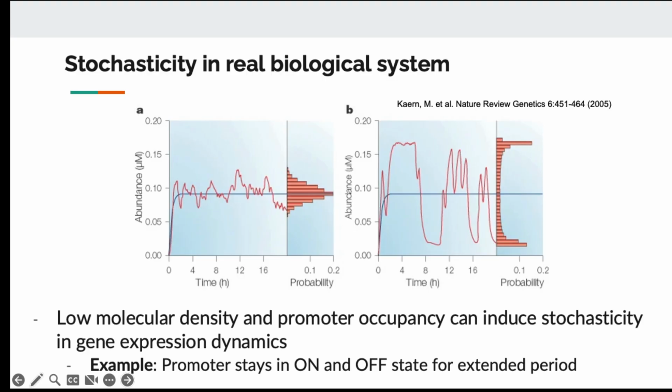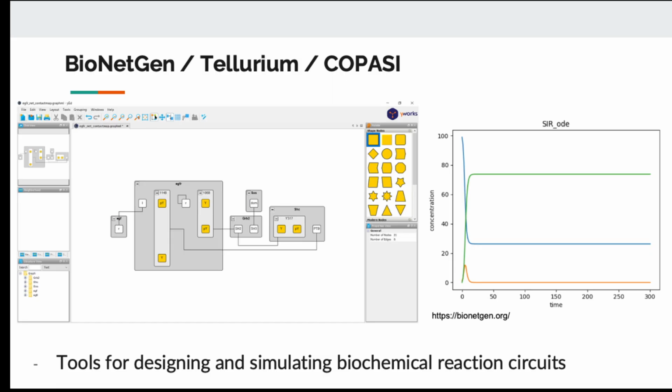So you can end up with this weird situation where, when the promoter is on, a lot of protein is produced, and when the promoter is off, a very low number of proteins is produced. So instead of behaving according to the expectation, the system now behaves in two modes, with high expression or low expression. When you design the circuit, you have to be careful about this kind of stochastic behavior. Okay. When you want to design the circuit and see its behavior, fortunately there are tools like BioNetGen, Theorem, and Copasi.